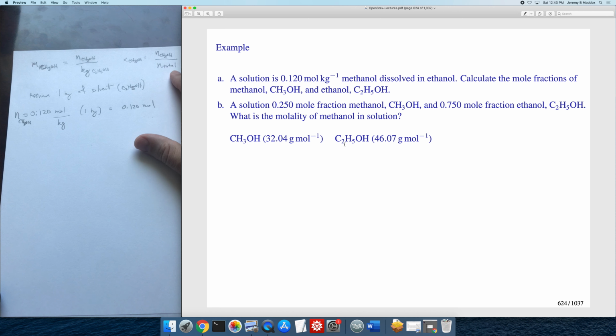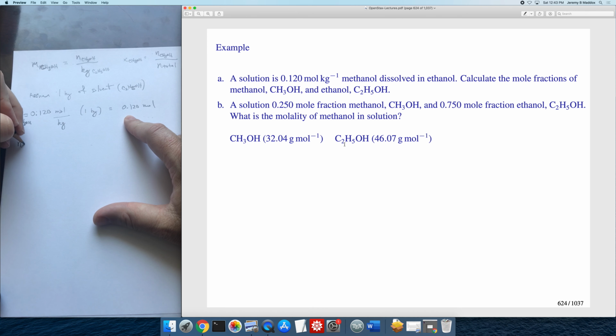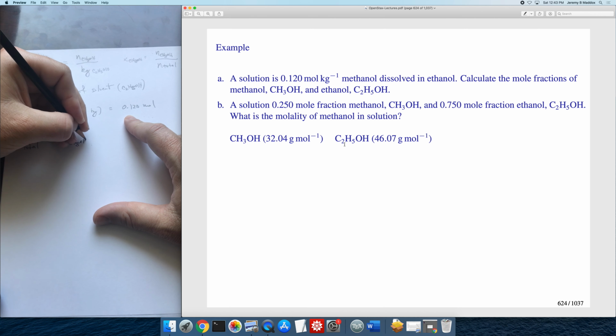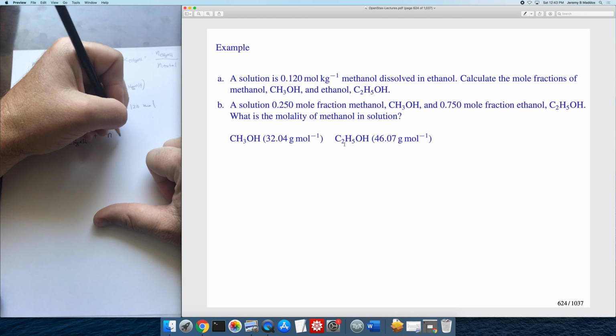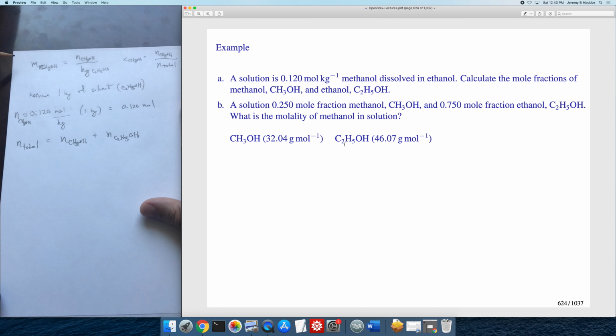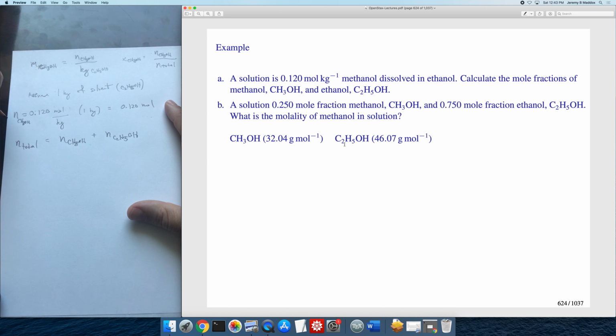So we've just got the numerator of what we want here. Now we need to figure out what's the total number of moles. Well, we know the number of moles of the methanol. To get the total, we need both. We need the number of moles of the methanol, which we have, plus the number of moles of the ethanol. Well, how are we going to get that? We've already assumed how much ethanol we have. So we just need to figure out how many moles are in 1 kilogram.